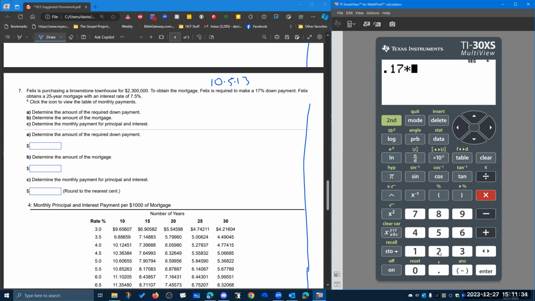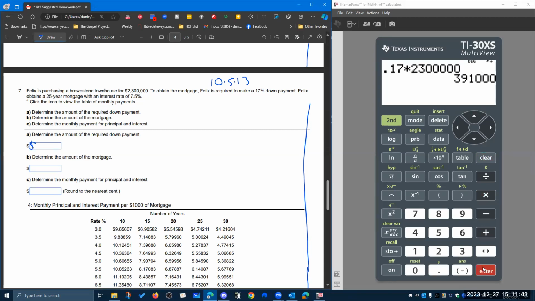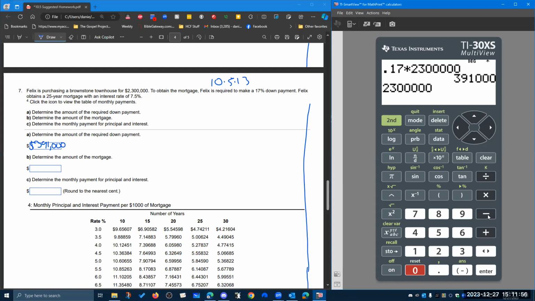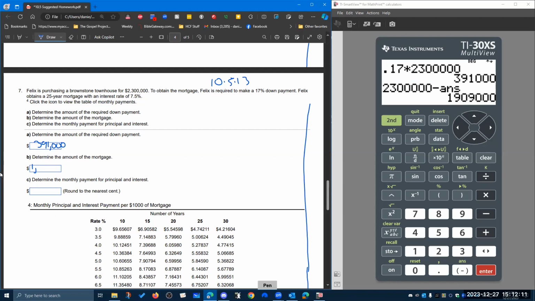17% of $2,300,000 is $391,000 in down payment, and we take that away from the $2,300,000, and we get $1,909,000 remaining to be financed.